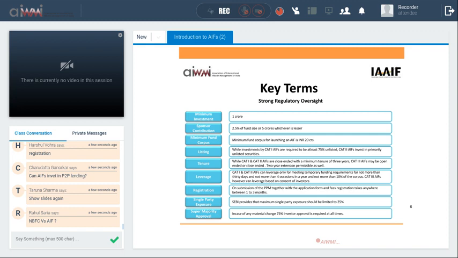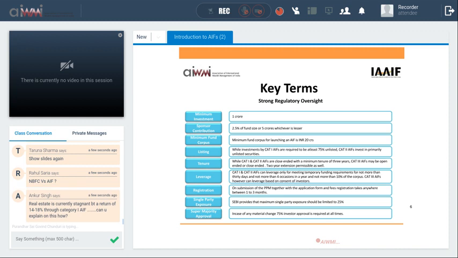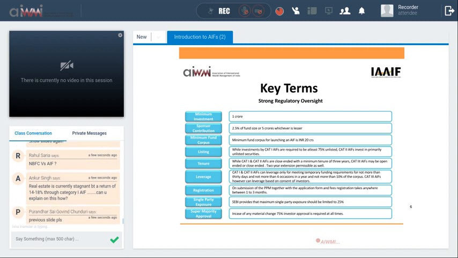AIFs invest in P2P lending. So an AIF cannot make loans. This question is actually linked to the question by Rahul Saria as well, NBFC versus AIF. An NBFC can make loans. An AIF has to mandatorily invest in a capital market instrument. So it cannot make a loan.